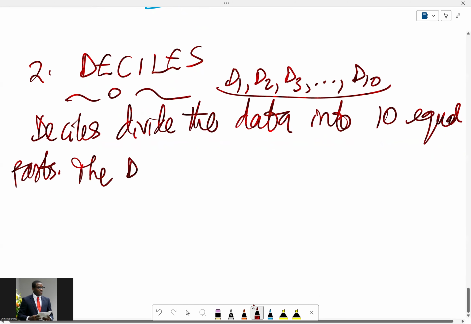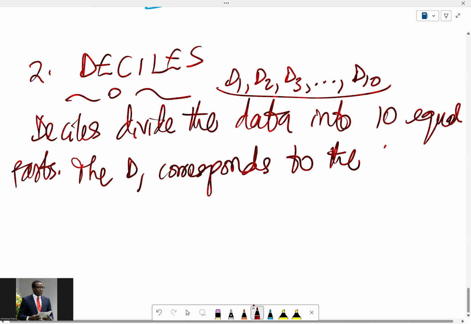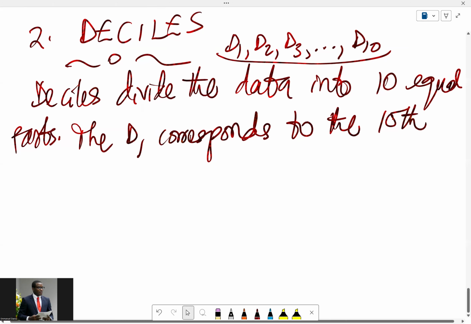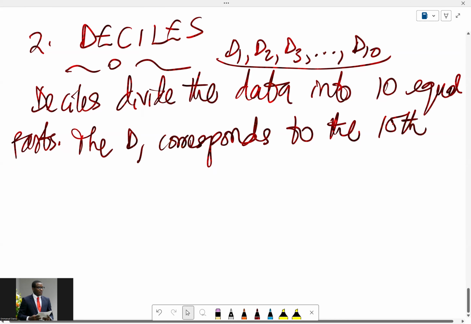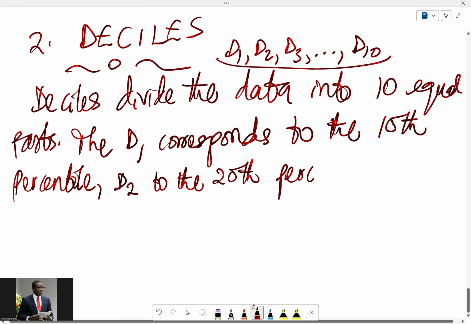So the first decile, that's D1, corresponds to the 10th percentile, interestingly. D1 is 1 over 10 of the whole data, and 1 over 10 of 100 is 10. So that means D1 corresponds to the 10th percentile. You can see the connection. So the first decile is the same thing as the 10th percentile. D2 corresponds to the 20th percentile, and so on and so forth. So at the end of the day, you can still relate everything back to percentiles.